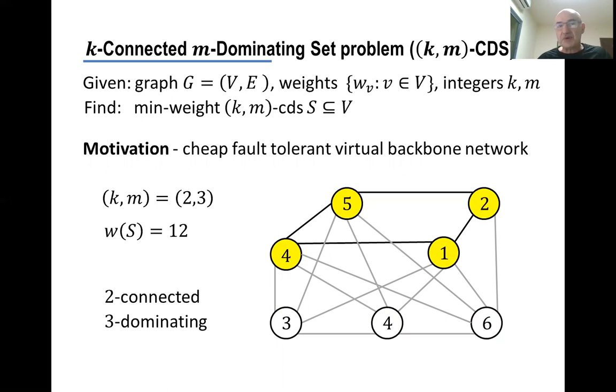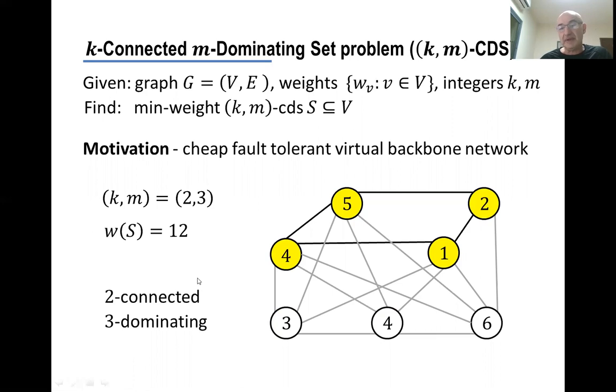So in the problem, we will consider the K-connected M-dominating set problem, or KMCDS for short. We are given a graph with node weights and integers K and M. And we want to find a minimum weight K-connected M-dominating set, a subset of vertices that induces a K-connected graph and every vertex outside S has at least M neighbors in S. A motivation for this problem is actually quite obvious: constructing a cheap, fault-tolerant virtual backbone network.